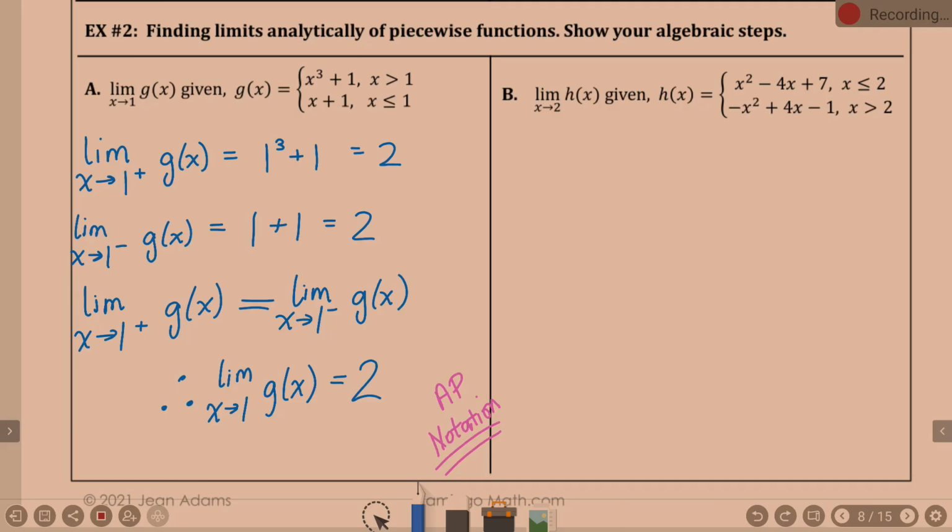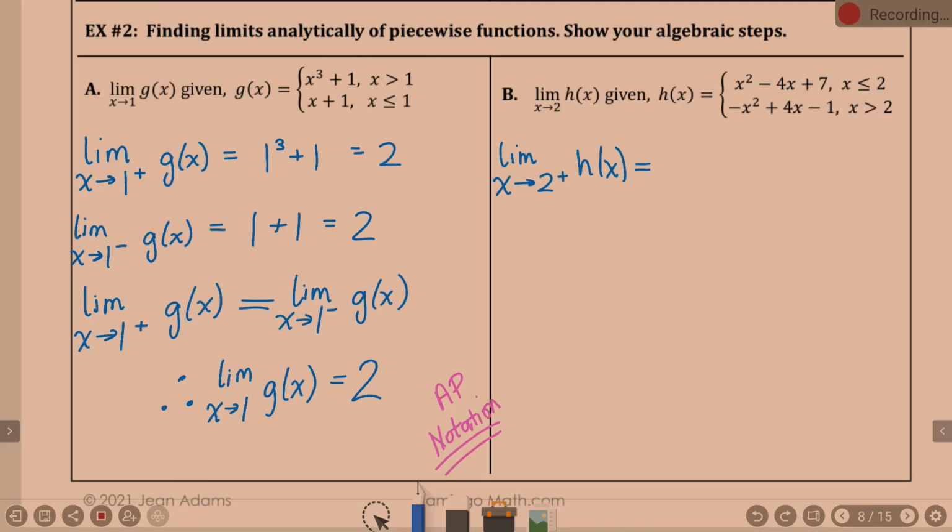Okay. So B is a similar example then. We want to find the limit as x approaches 2 of h of x, given that h of x is defined to be that. So what do we need to do? Find the limit from both ways. The limit as x approaches 2, I'll go ahead and say from the right of h of x.